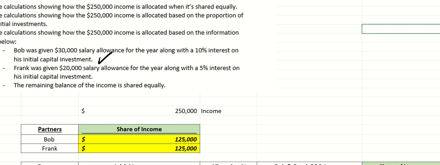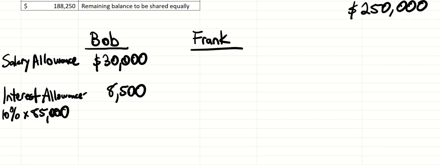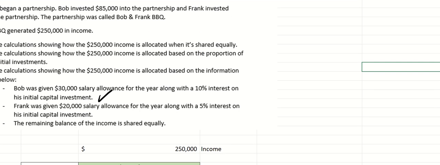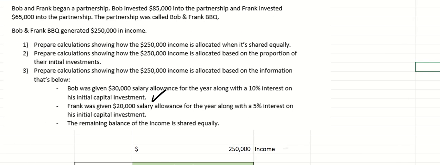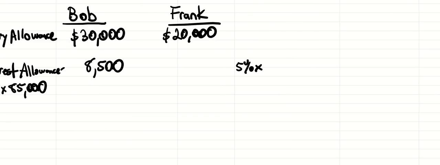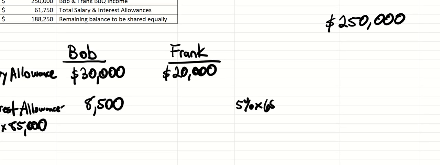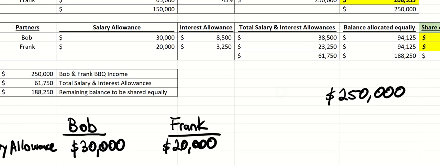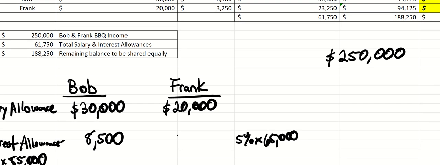Okay, the second one here is Frank was given $20,000 salary allowance for the year, along with a 5% interest on his initial capital investment. Great. So Frank's allowance was $20,000, and then Frank's interest allowance is going to be 5% of the initial capital investment of Frank, which is $65,000. Yep, $65,000. So that's going to come out to be $3,250.